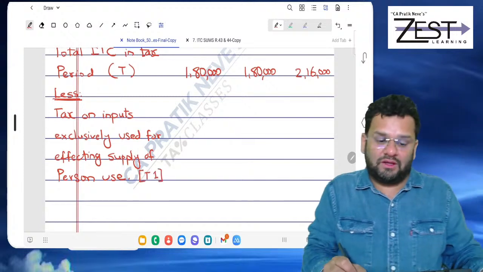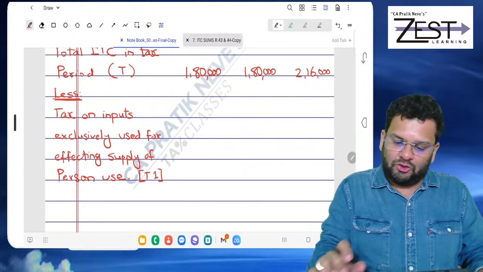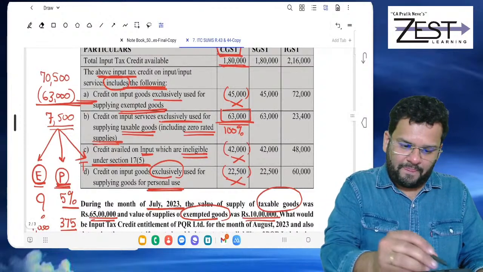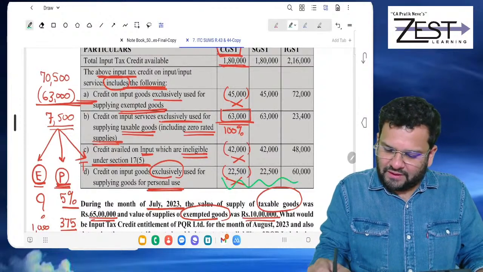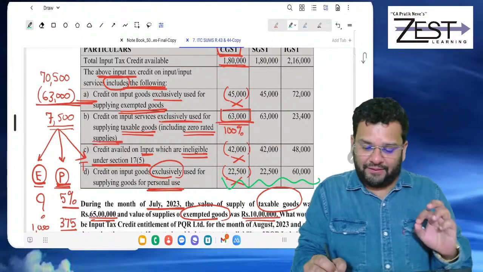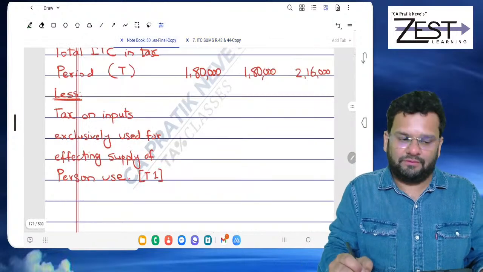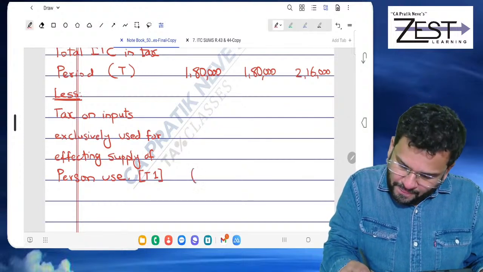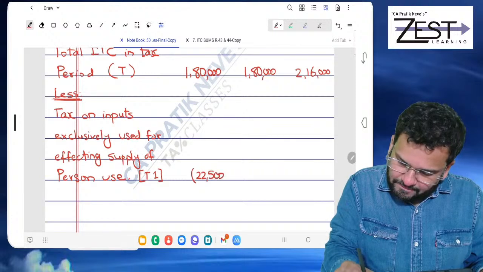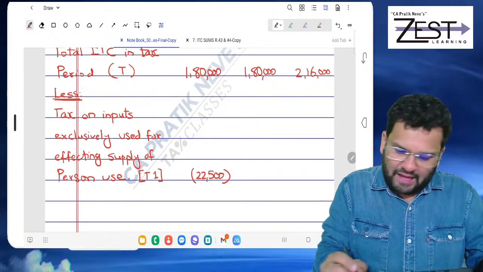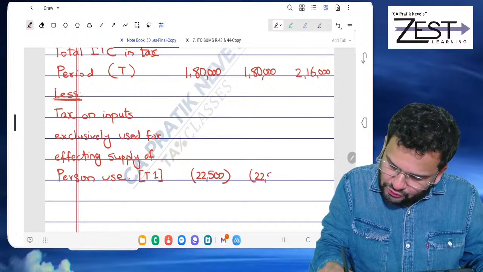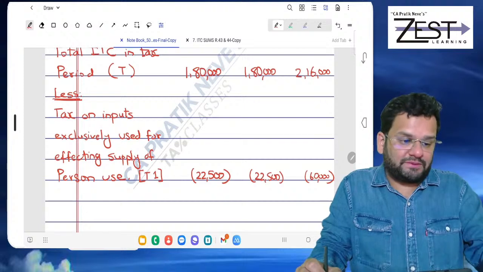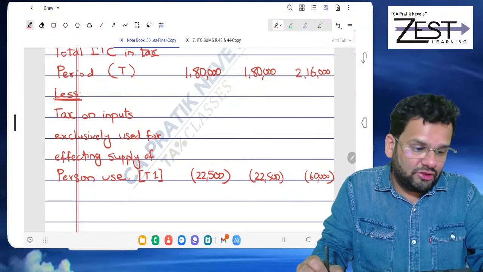So what is your T1 in the example? Your T1 in the example is this: 22,500, 22,500 and 60,000. Please put it in bracket. Did you understand? First you are subtracting that of personal use.